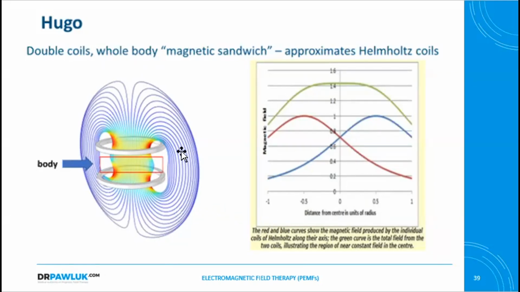But because you're combining them in what we call a Helmholtz configuration, you're actually producing a magnetic field in between them of about 1.5 times the magnetic field of either one of these. So you get a much more powerful magnetic field when you combine magnets in this way. This applies to almost any kind of magnetic system where you can create what's called a magnetic sandwich.